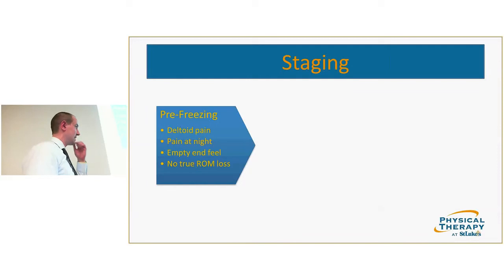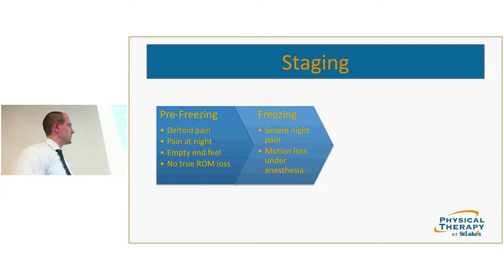Looking at the staging for adhesive capsulitis, the first stage is really going to be the pre-freezing stage, and we generally don't see patients in this stage because it is fairly quick, and usually by the time they get to see any of us, it's really going to be in the further stages. But the pre-freezing stages are going to have some deltoid pain at night. If you are able to do passive motion on them, you're going to get more of an empty end feel from pain, and there's no true range of motion loss. So if they were under anesthesia, you would be able to move their shoulder normally. If you looked at the capsule, there's not going to be any adhesions in the capsule at this point.